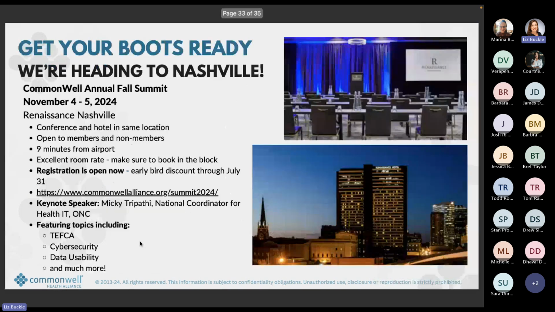And then one last thing, we are really excited to be hosting our annual Fall Summit in Nashville this year at the Renaissance Nashville Hotel, November 4th and 5th. This is the first year we are opening up this conference to non-members. Historically, it's only been CommonWell members, and now it'll be CommonWell members and others within the space who are interested in participating, maybe prospective members, maybe clients of members who want to come and be part of the conversation. It's very close to the airport.